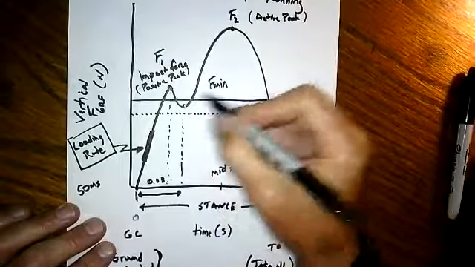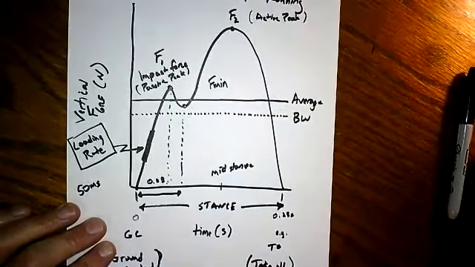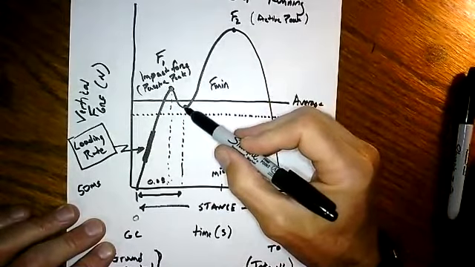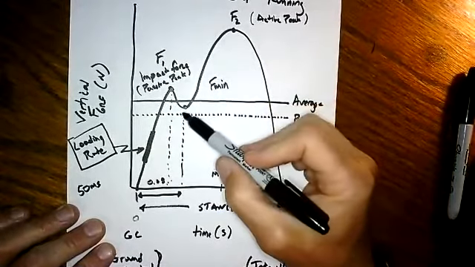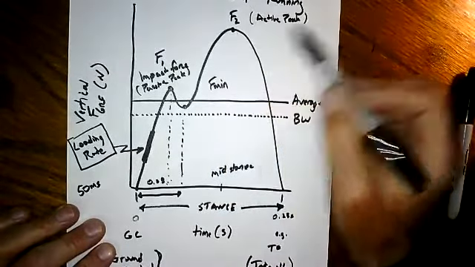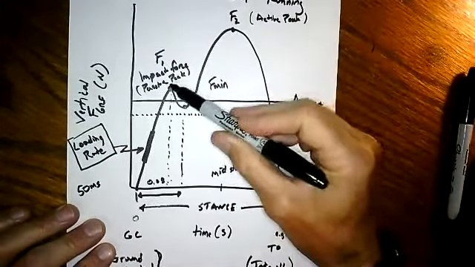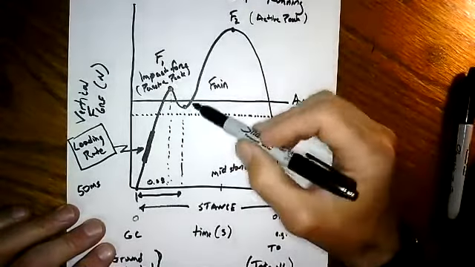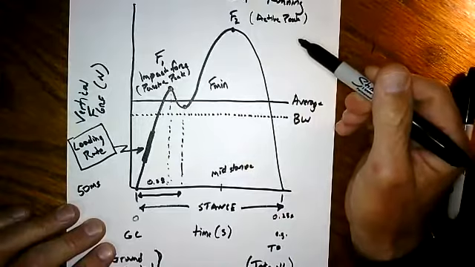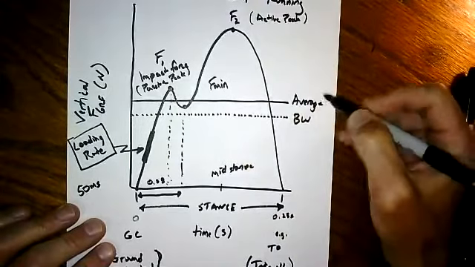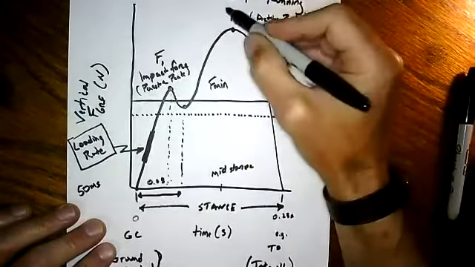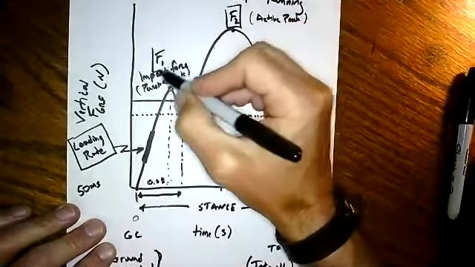That's the minimum. We don't always put a lot of meaning into this minimum force, but it is a force that helps us distinguish between F1 and F2. If there's no F min, that means there's no F1. So it's a nice computational parameter to pull out. All right, so we have average, we have F2, and then F1.